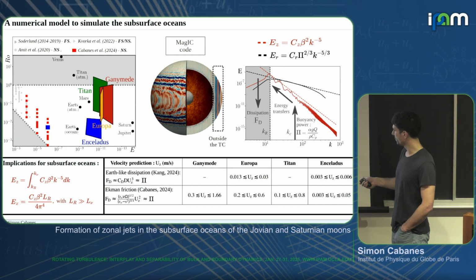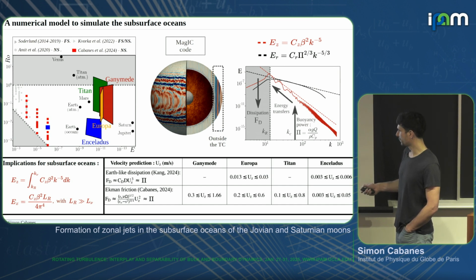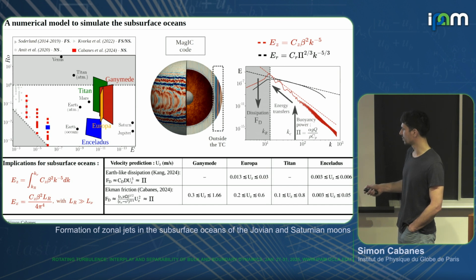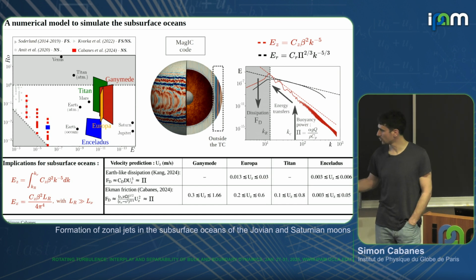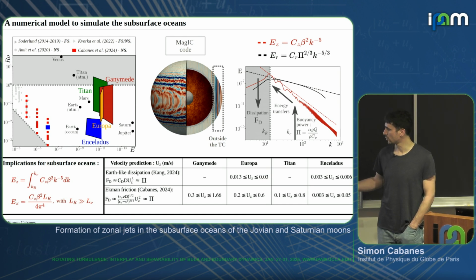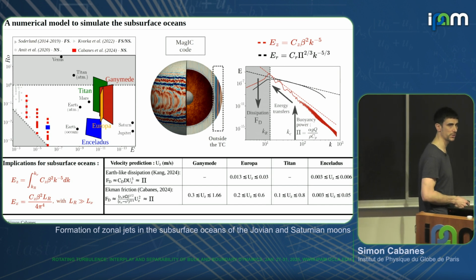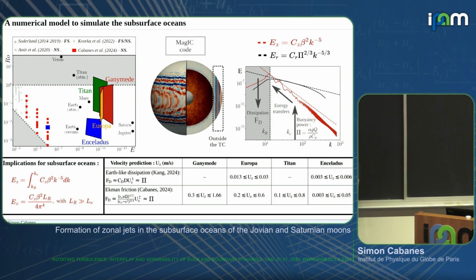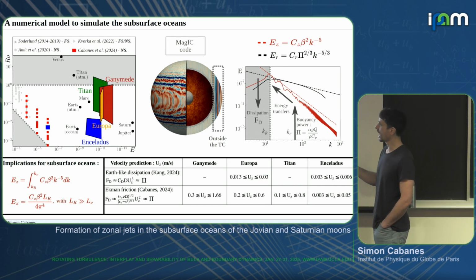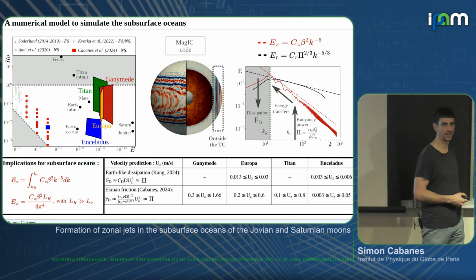So we retrieve some estimates which are very close for Enceladus, about a few millimeters per second, 2 centimeters per second. We have something which is rather higher for Europa, where you reach about 0.2 to 0.6 meter per second. And this reaches up to 0.3 to 1.66 for Ganymede. So that's the prediction considering that only Ekman friction at the boundary is dissipating energy.